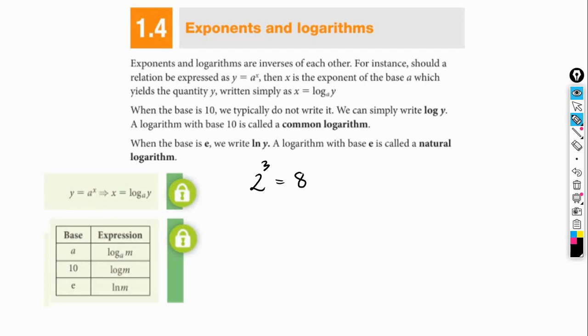If we were asked to express this in logarithmic form, this is what we would have to do. First, we have to identify the base. So here we have a base, which is 2. So this is the base. Then this is the exponent, 3. And this would be normally the solution.